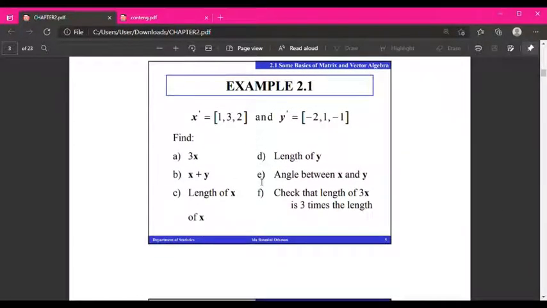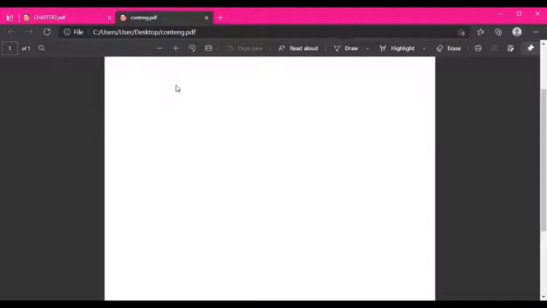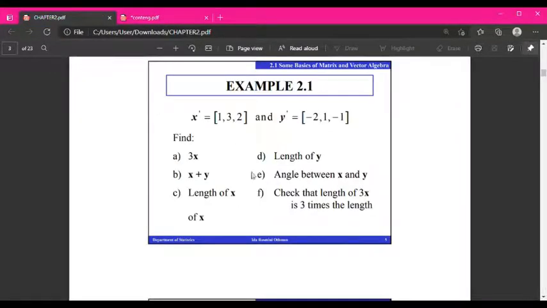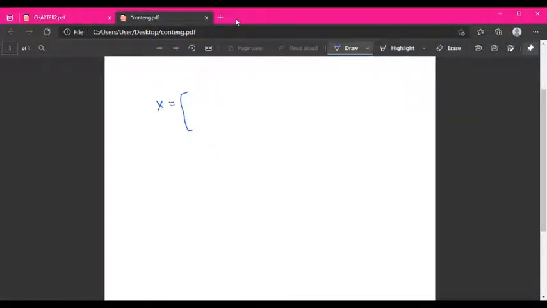Okay, let's look at an example. Let's say we have these two vectors: X transpose is 1, 3, 2 as its entries, Y transpose is negative 2, 1 and negative 1. So, matrix X will be a single column, I will show it here. Matrix X will become a vector, like this. Just one column, 1, 3, 2, which is a 3 by 1 matrix.